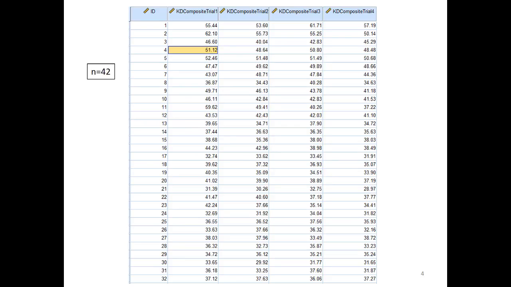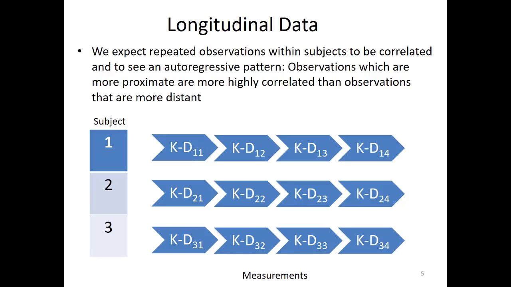For illustration, I'm going to use an analysis we completed recently in which 42 subjects were analyzed using 4 repeated measurements, trial 1, 2, 3, and 4 of the King-Devick test, in which the goal is to read a series of letters and numbers as quickly as possible, so the lower the score, the better. Graphically, the analysis would look something like this.